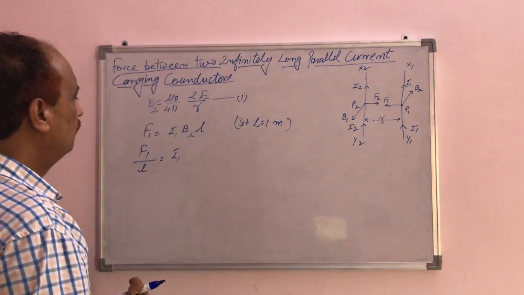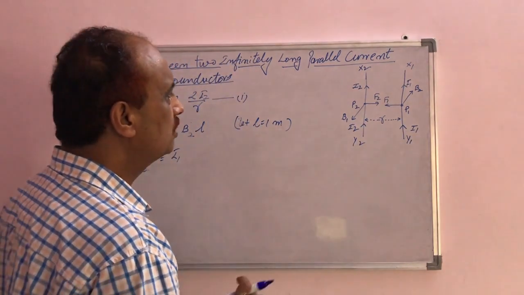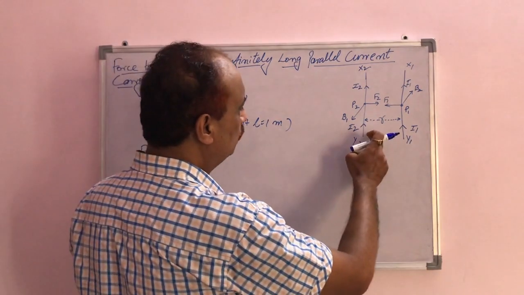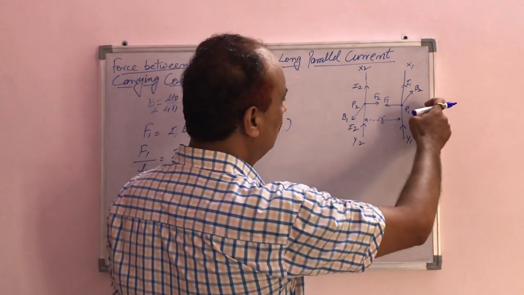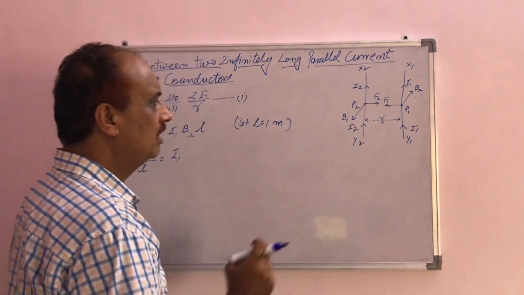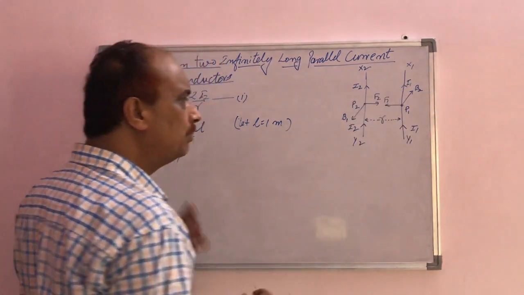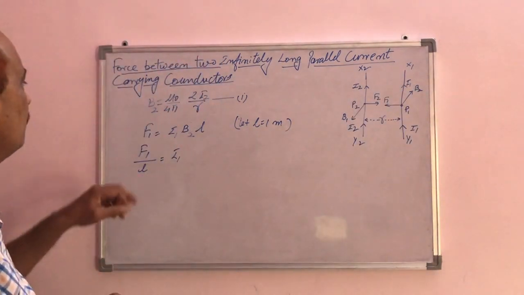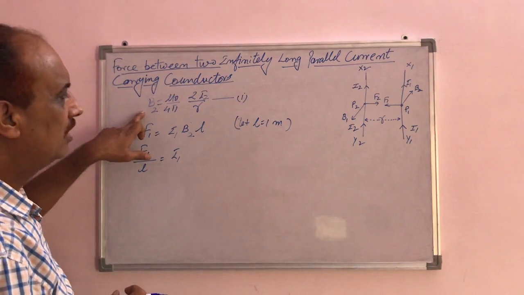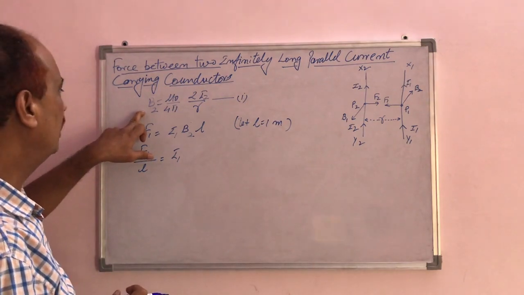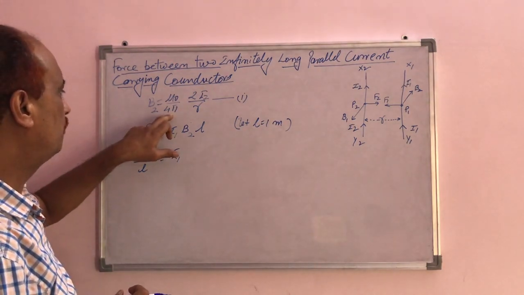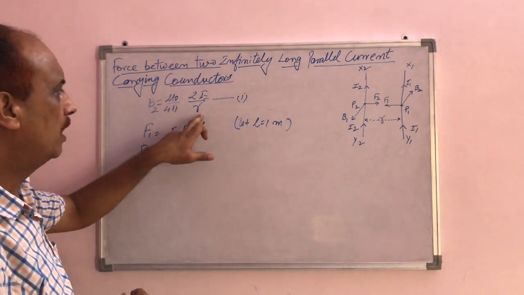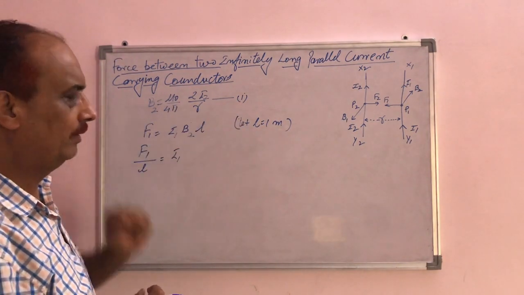First of all, we have to find out how much magnetic field is produced due to the current I2 in which conductor x1, y1 is placed. So we have to find it at the point P1. The magnetic field B2 produced by the conductor x2, y2 is equal to mu naught upon 4 pi, 2 I2 upon R. That is equation number 1.